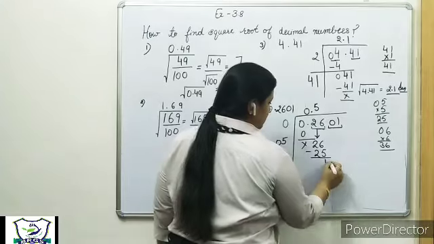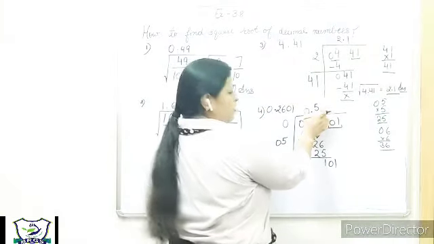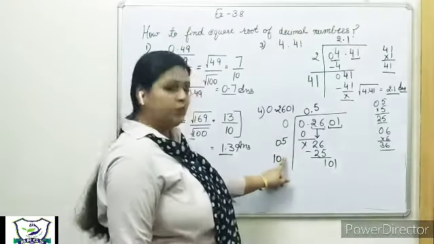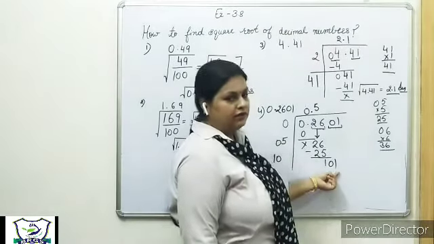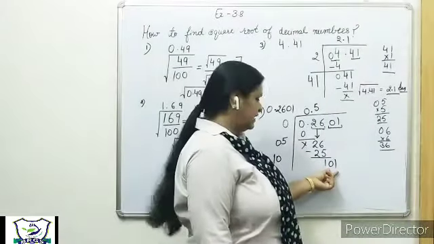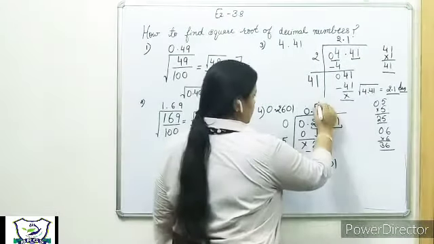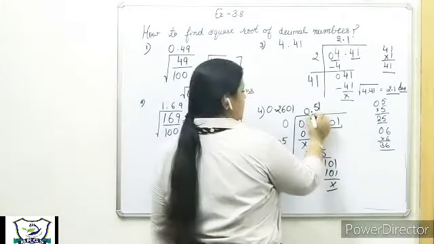Then we will bring the second pair down, 101. Now 05 plus 05 is 10. Now we have to put one number with 10 so that the multiplication result is less than or equal to 101. So it is 1 only. So your answer is 0.51.